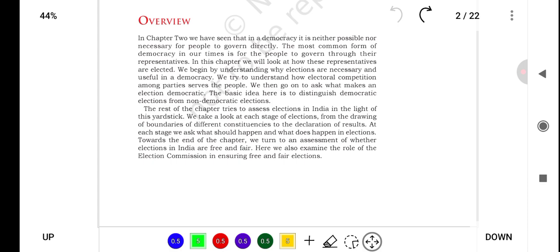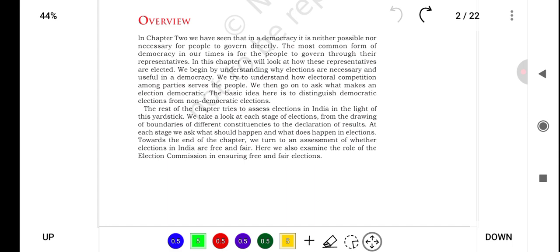In chapter 2 we have seen that in a democracy it is neither possible nor necessary for people to govern directly. The most common form of democracy in our times is for the people to govern through their representatives. In this chapter we'll look at how these representatives are elected. We begin by understanding why elections are necessary and useful in a democracy.